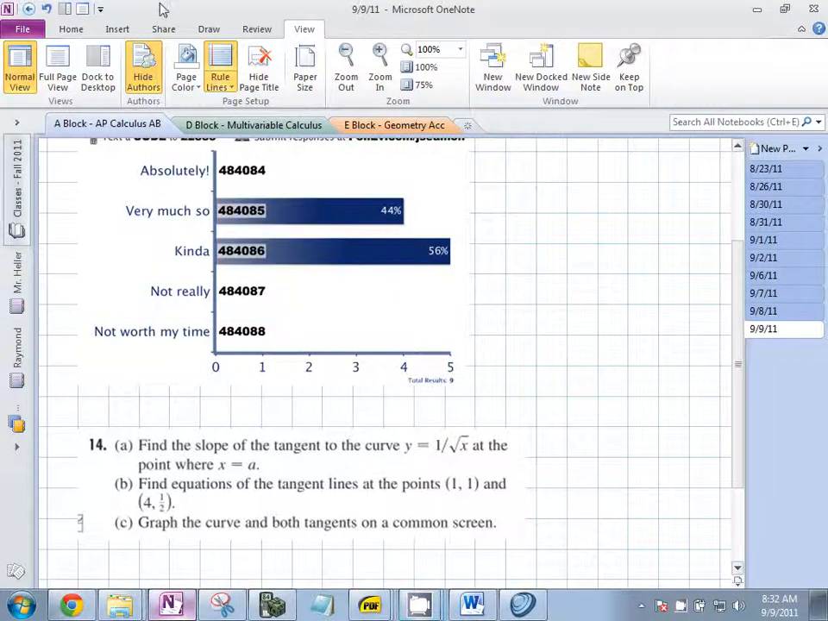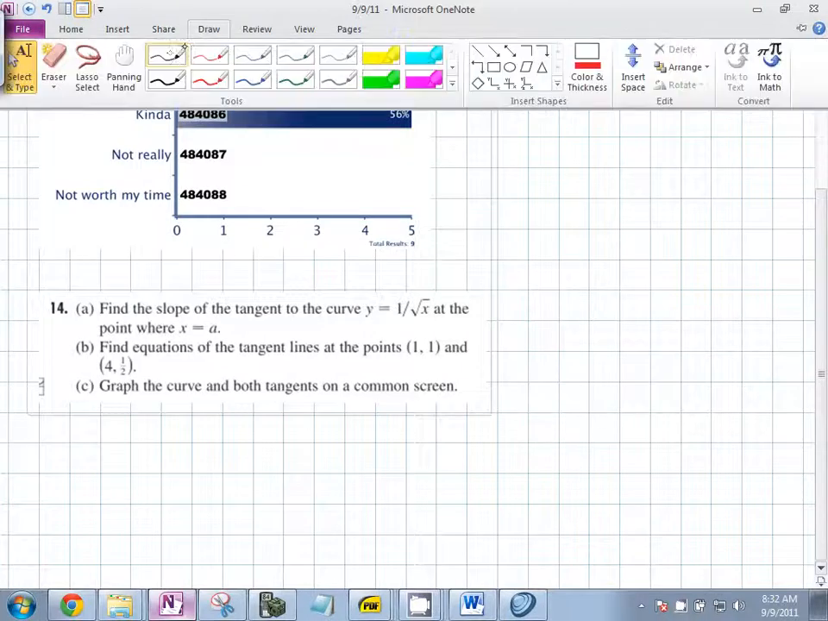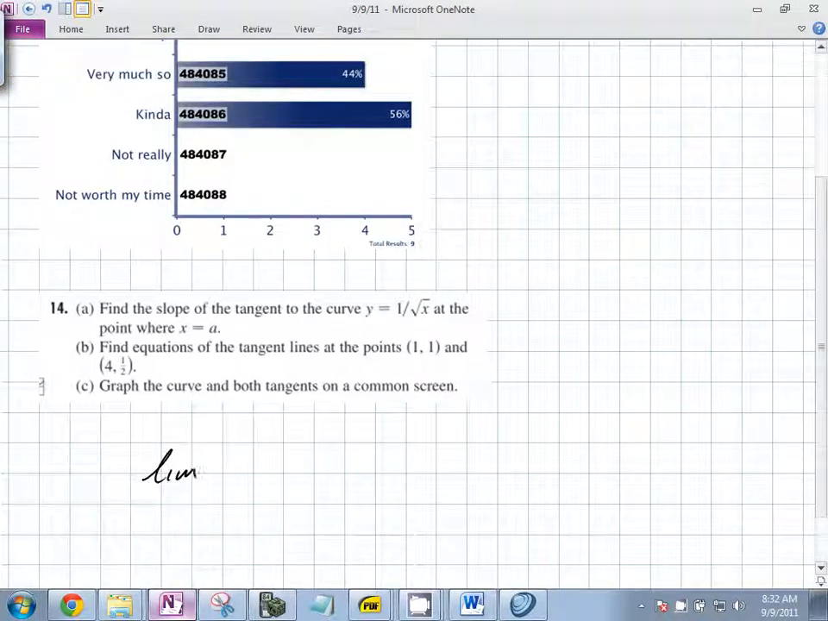Okay, so you know what you're trying to do. I'd imagine most of you set up the limit. Do you feel okay setting up the limit? Yeah. X goes to a or h goes to 0. Raise your hand for x goes to a. Raise your hand for h goes to 0. X goes to a. It is.